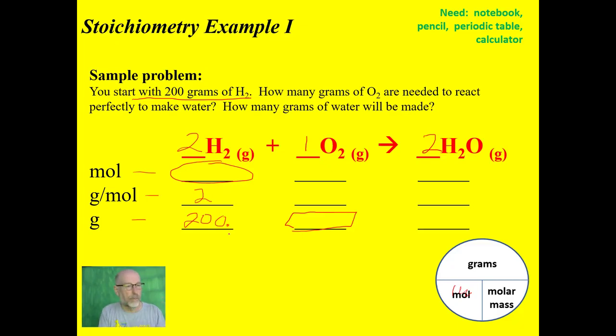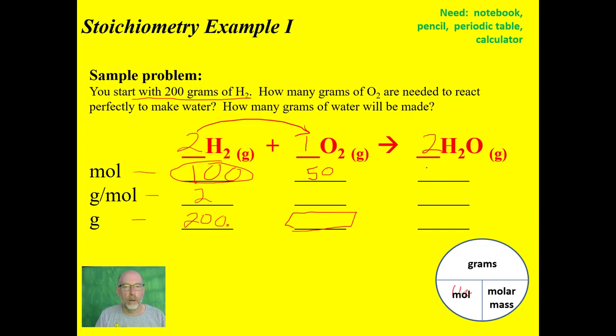So I will take my calculator and take 200 grams divided by molar mass, which is 2, and that gives us, of course, 100 moles here. So now we have a 2-to-1 ratio. 2 is to 1, this is half as much, as 100 is to how much? 50 moles. And by the way, we have a 2 mole to 1 mole ratio, so 2 moles to 1 mole is the same as 100 is to 50.